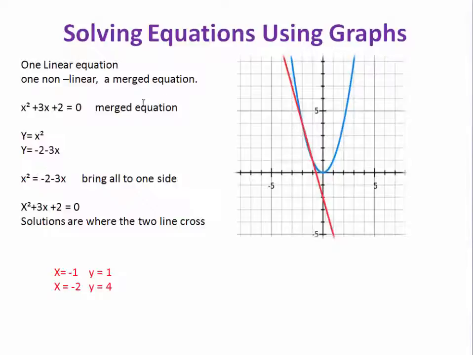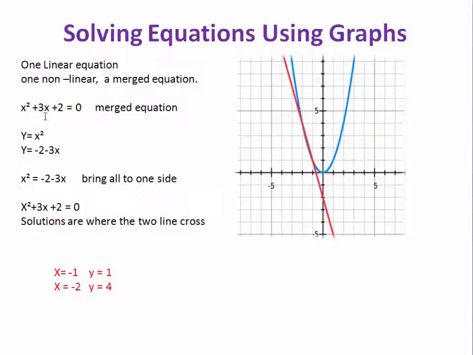We can be given one linear, one non-linear equation. Again, draw our curves, and where the curves cross, that is our solution, or those are our solutions. Here we're going to have two solutions. So we're given y equals x squared. This is the blue quadratic curve here, and y equals -2 minus 3x, which is our red line here.